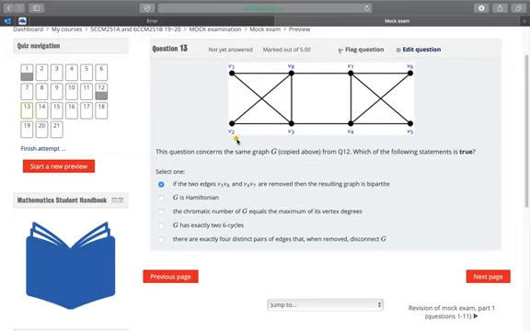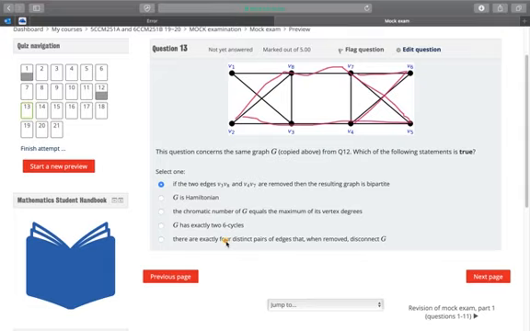G has exactly two 6 cycles. Well, that's wrong because here's one 6 cycle, this sort of trapezium here. But I could also make it a parallelogram instead, and there are two with the other sort of symmetries, one upside down and so on. So there are at least 4 6 cycles. So this is false.